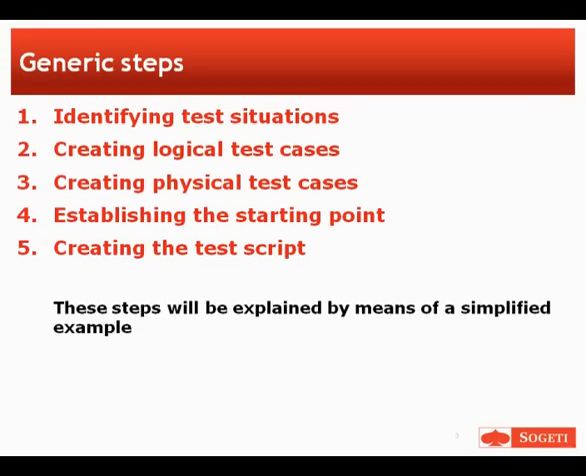Like with every test design technique, applying the process cycle test consists of 5 generic steps. These steps are: 1. Identifying the test situations by applying coverage type paths, test depth level 2. 2. Creating logical test cases by combining the test situations into test cases. 3. Making physical test cases for every logical test case. 4. Establishing the starting point: what data need to be present in the database in order to be able to execute the test cases.